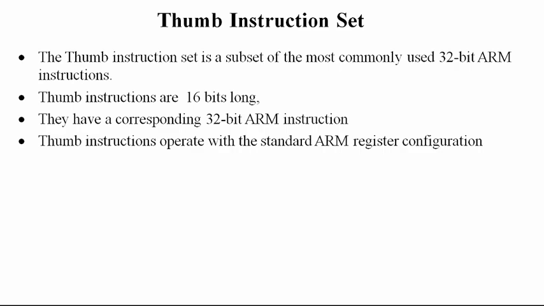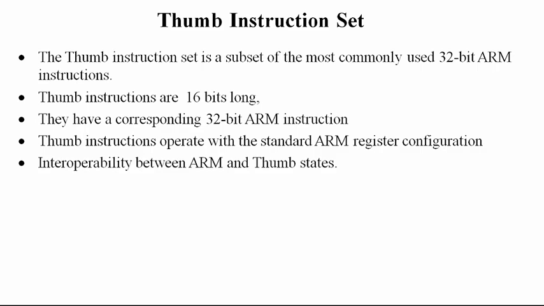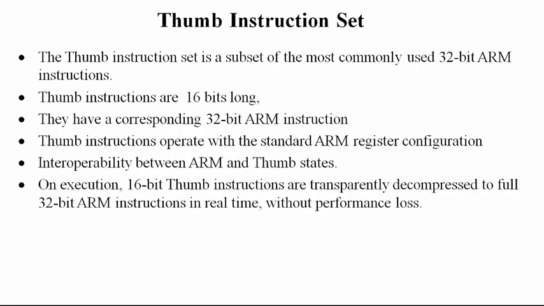Thumb instructions are operated with the standard ARM register configuration only. So this is again one advantage even in the thumb mode. Thumb mode will be operated in 16-bit mode, but the register configuration will be 32-bit. That also I'll explain in the coming slide. Yes, it is possible to switch; this is interoperability. You can easily switch from ARM mode to thumb mode. It's called interoperability. Yes, it is possible easily.